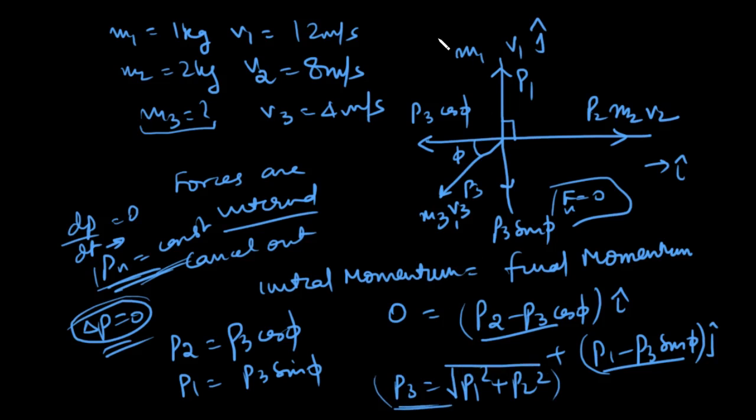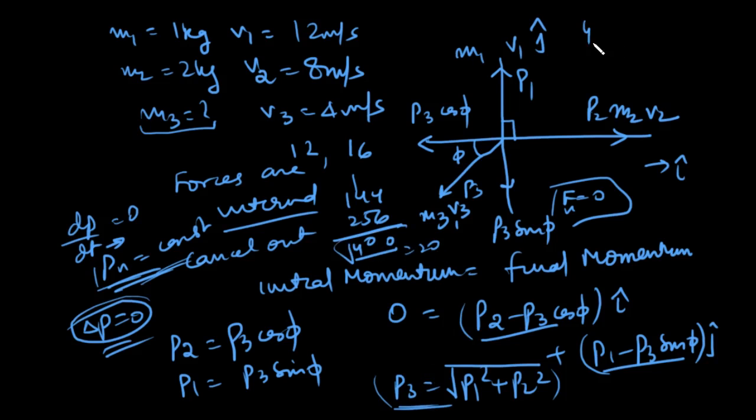What is P1? P1 is 12. What is P2? P2 is 16. So 12 square would be 144, 16 square is 256, right? So this would be 400. So root under of this would be 20. This is equal to P3.